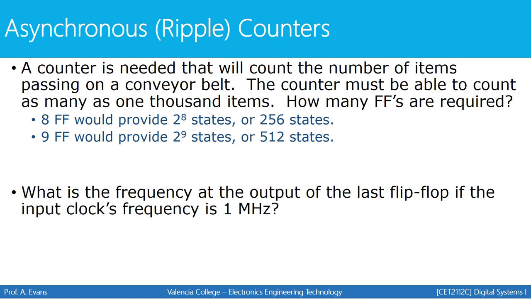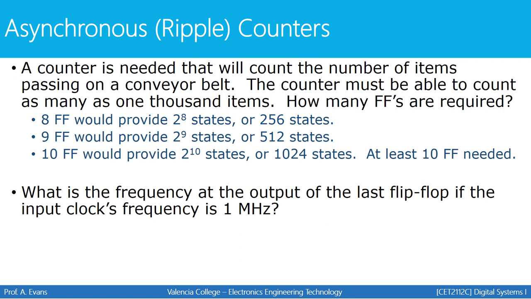Still not enough if I need a counter to count as many as 1,000 items. 10 flip-flops would provide 2 to the 10 states, or 1,024 states. That means that if I had 10 flip-flops, my counter could count from 0 to 1,023. So I need at least 10 flip-flops if I want a counter to count up to at least 1,000. And then if I needed to count higher than 1,023, I'd have to continue increasing the number of flip-flops to that counter.